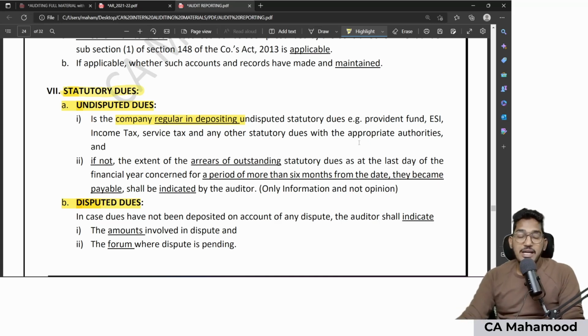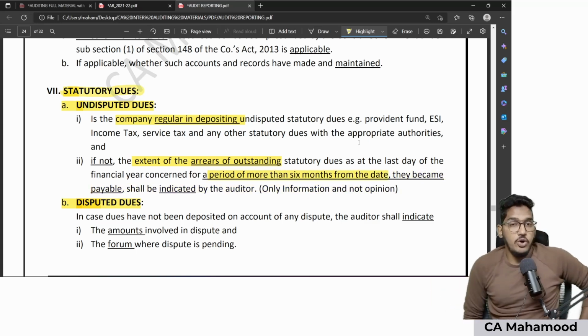If not, the extent of arrears outstanding: if you find some undisputed statutory dues were not paid, then I need to report the extent of arrears of outstanding dues, nothing but the amount of those outstanding dues as at the last day of the financial year concerned, for a period of more than 6 months from the date they became payable, shall be indicated by the auditor.